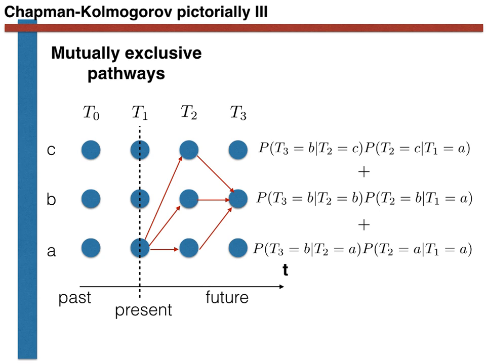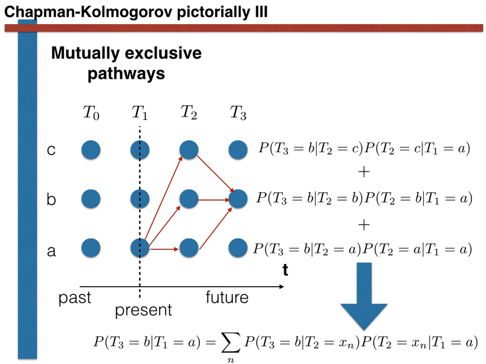If we have 3 states, we can write out everything explicitly. When we have more than 3 states, however, writing out everything explicitly gets rather annoying. We thus use series notation instead, as shown here. The sum here runs over all the possible values that the random variable t2 can take.